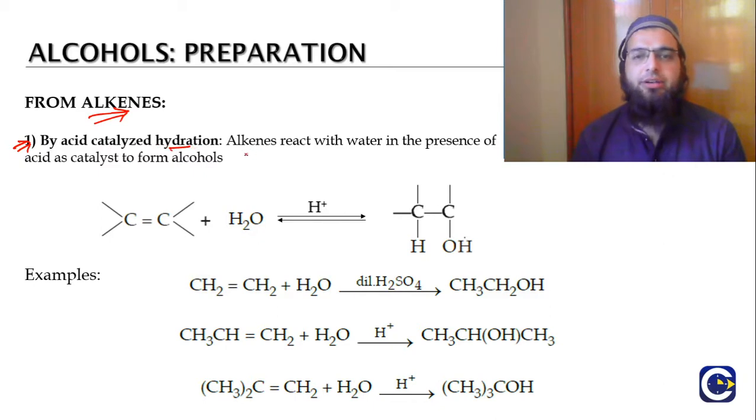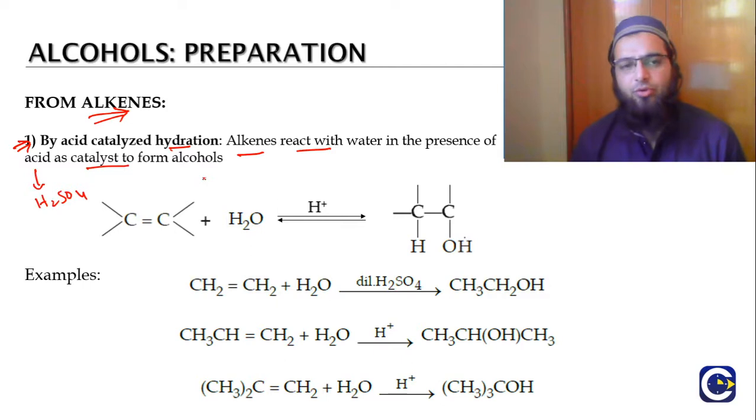How? By reacting the alkenes with water in the presence of an acid. Okay, an acid as a catalyst, and mostly the acid which we use is H2SO4, sulfuric acid. Okay, so this hydration gives the product, that is the alcohol. Okay, and in the net reaction, there is the addition of water across this double bond.